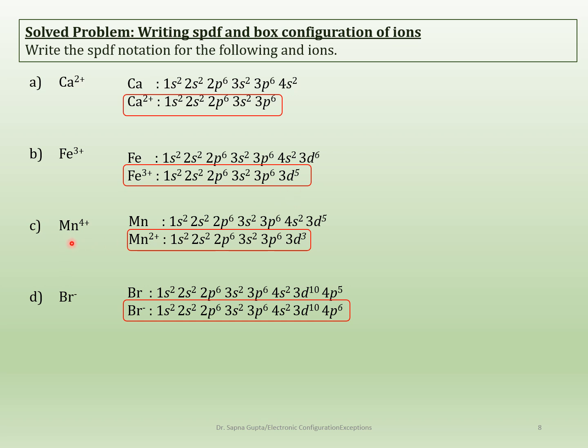Manganese 4 plus, another transition metal. Here this is the configuration, and so we have 4s2 3d5. For 4 plus, we're going to remove these two electrons from the fourth shell, and then we need to remove two electrons from the d shell. Again, don't touch any of that until you remove all the d electrons. So 3d3. And then bromide, which is one extra electron. Here is the configuration for bromine, and when you add an electron, you add it in the last subshell possible. So those are the electronic configurations of ions.